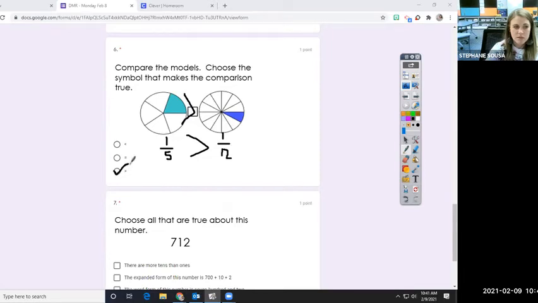So this is the symbol that you should have selected. It is a bigger piece. 12 is a bigger number, but that is not helpful to hungry people because that means that they had to share it 12 different ways instead of 5 ways. Questions?